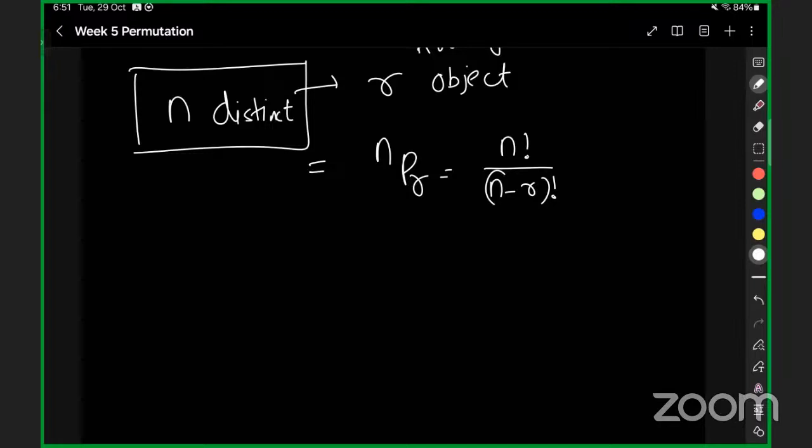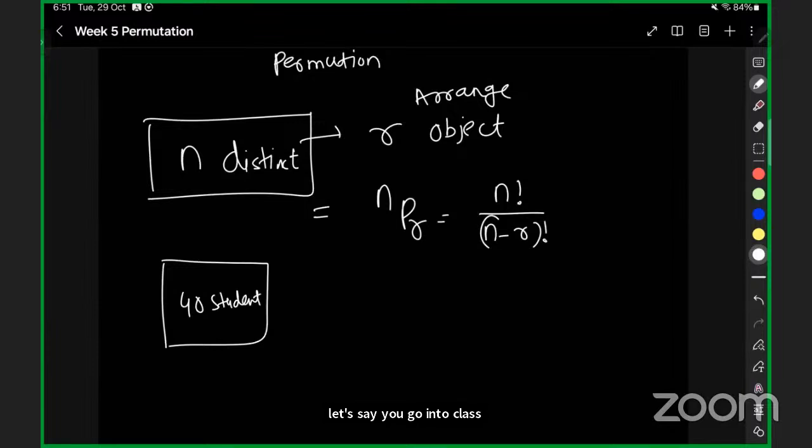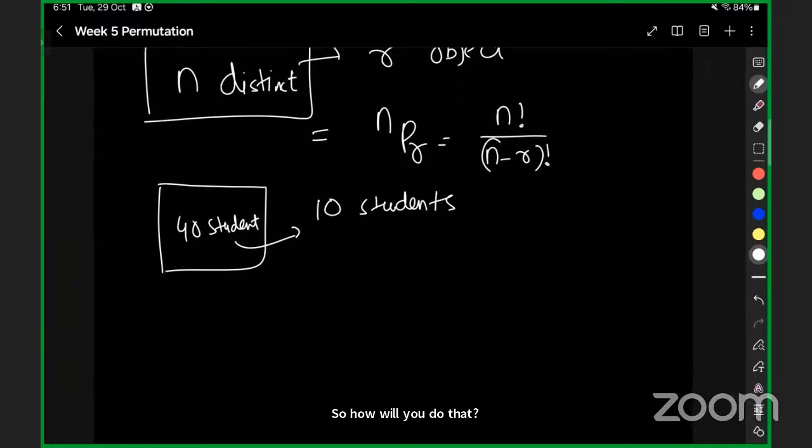Sir, are R objects repetitive, sir? No, because we have objects that are themselves distinct, right? So you can't repeat them anywhere. Whatever you select also can't be repeated, right? So this is the only thing from which you have to select. Let's say you go into a class where 40 students are there, and you want to arrange them, or maybe out of them, maybe you have 10 students who you want to arrange. So how will you do that? All are different, right? They can't come again. If you choose anyone, then it can't happen again, right? So that's not a possibility when we have distinct objects.